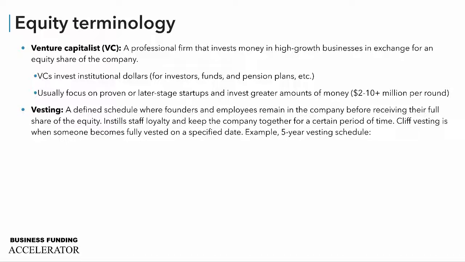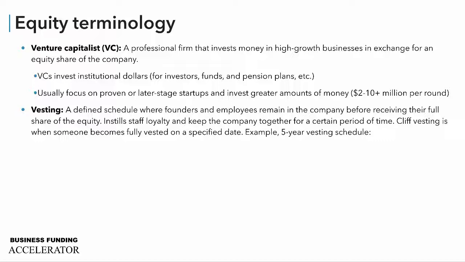Vesting is a defined schedule where founders and employees remain in the company, and it defines how they receive ownership of the shares that they already have. It instills loyalty in the founders and staff, and it keeps the company together for a certain period of time. If you join a company and hear about someone getting 10% of the equity or 5% of the equity, almost always they will have a vesting schedule built in, to make sure that if that person leaves in 30 days, or even a year or two, they're not going to get the full value of that compensation to start. They need to earn it over time and essentially own it over time. And that's how vesting works.